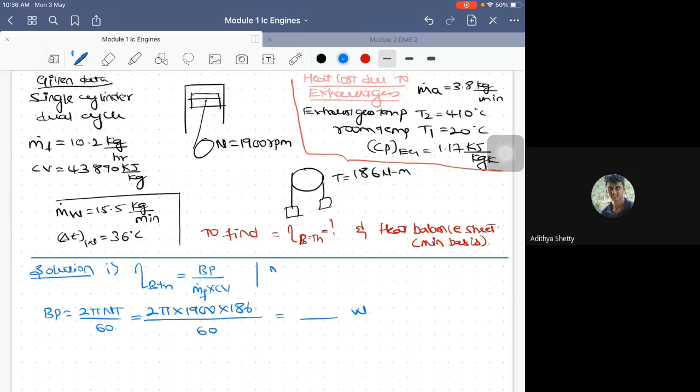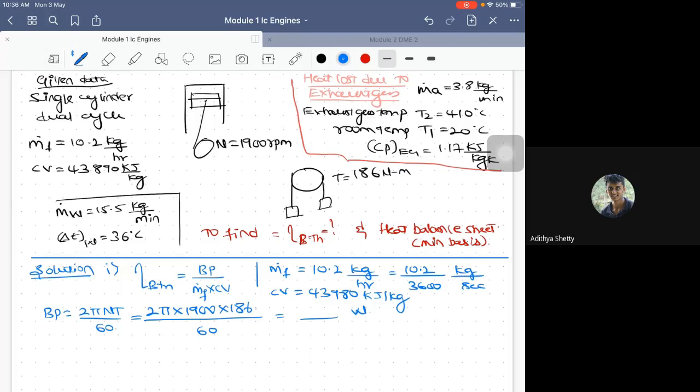And MF dot is being given there. MF dot is 10.2 kgs per hour. We want it in kgs per second, so 10.2 divided by 3600 kgs per second. Even the CV value is given. CV value is how much? 43980 kilojoules per kg. Now calculate the value of BP.